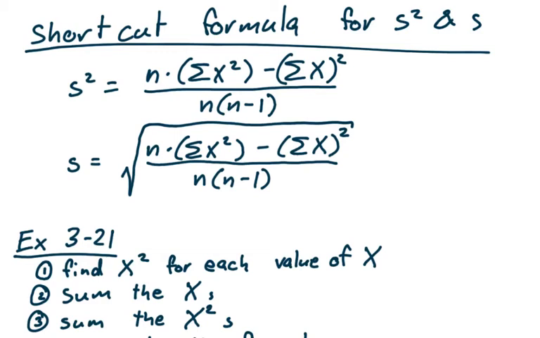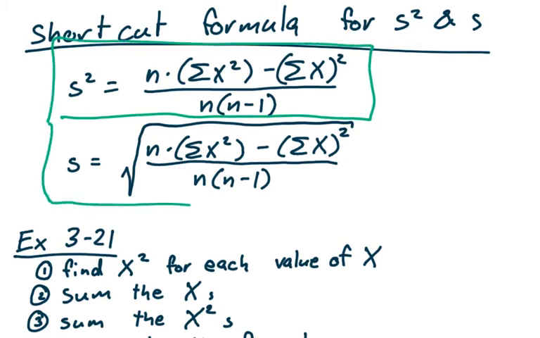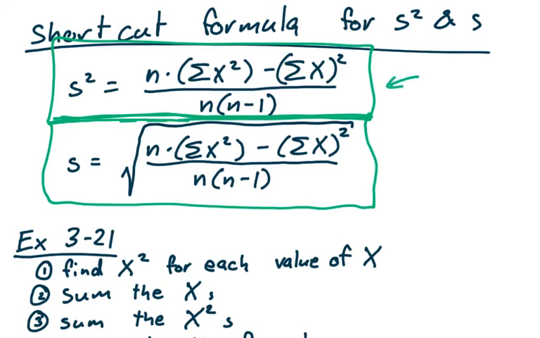Anyhow, I did allude in our lecture to the fact that there is a shortcut formula. Notice here I've got a formula for s squared, and then s is just taking the square root of the above expression. It looks a little bit similar, but there are some differences. Notice there is no x bar anywhere. So the nice thing is I don't have to mess around finding something that I don't need.